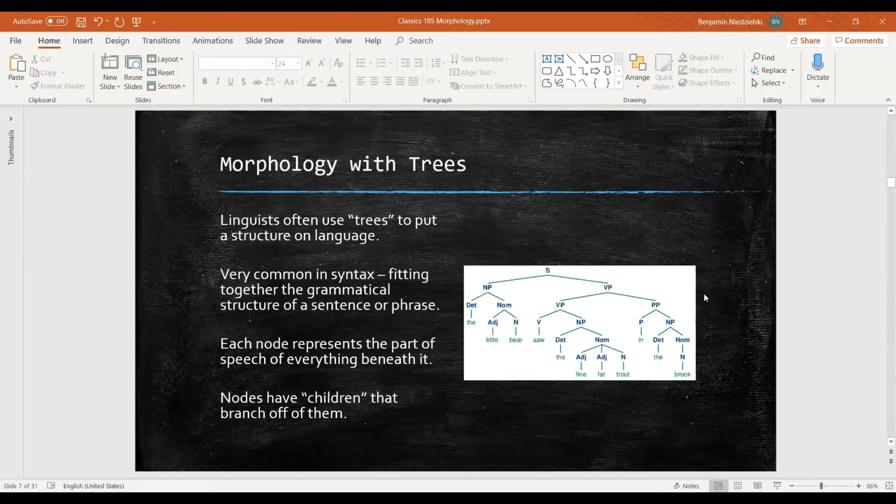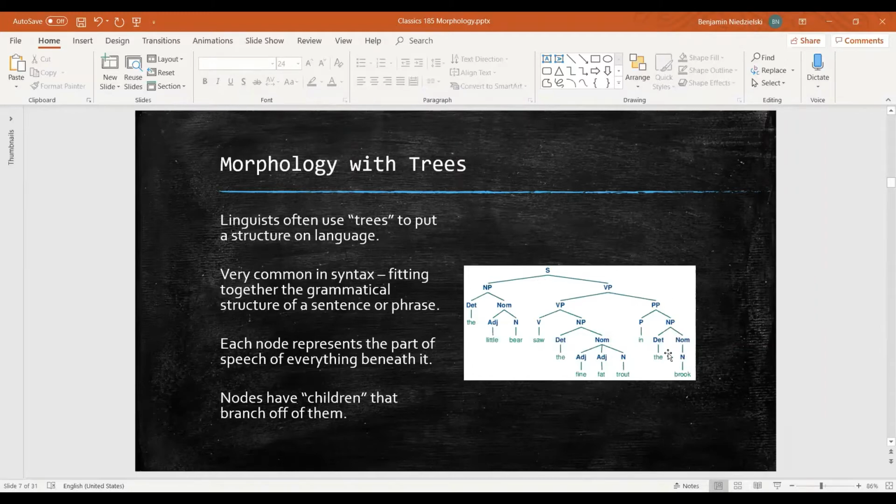Let's look at this tree here on our right. A tree consists of nodes which have children. At the very top here, this S node represents the whole sentence. Everything beneath it in this tree is part of the sentence. The little bear saw the fine fat trout in the brook. All of this connects to and is underneath the S node, and so is part of the sentence.